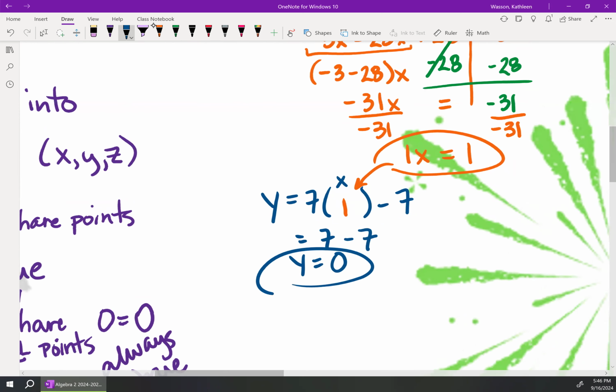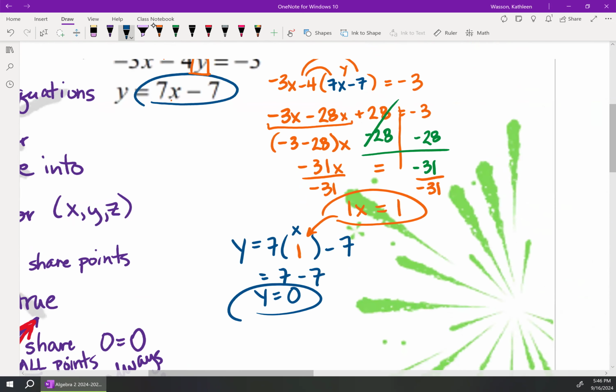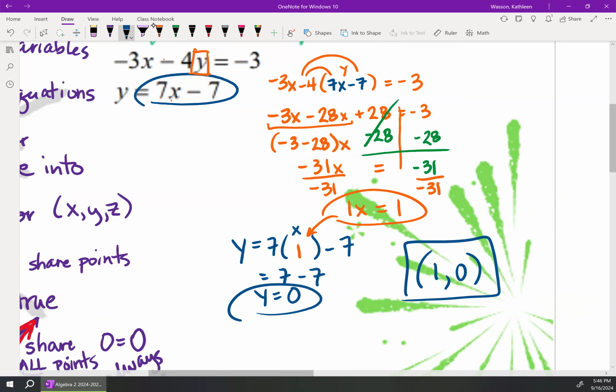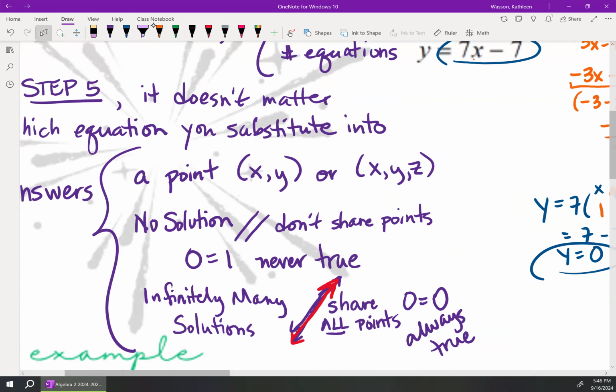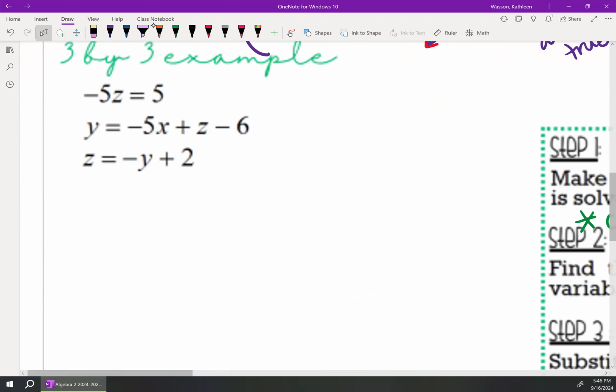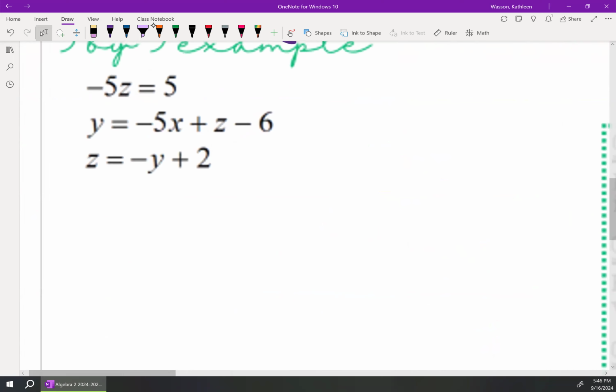So for this system, I found that these two lines cross at a point, and my point is 1, 0. You can graph to check. For my other system, I have 3 variables and 3 equations. It's a 3 by 3. I would start with the equation that's easiest to solve, and I'll number these so that as I'm talking about them, it's clear which equation I'm talking about.